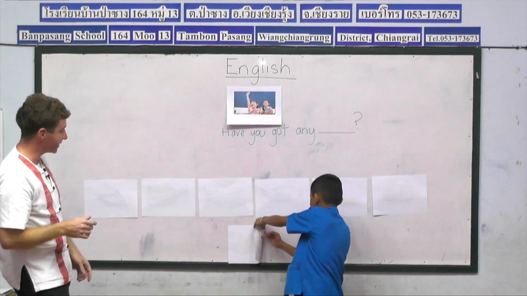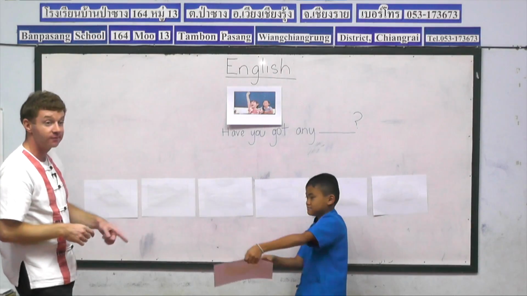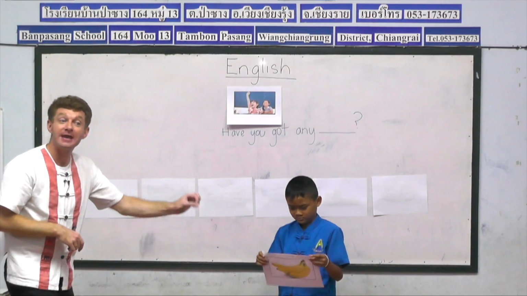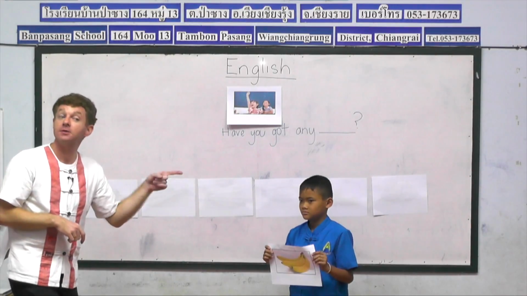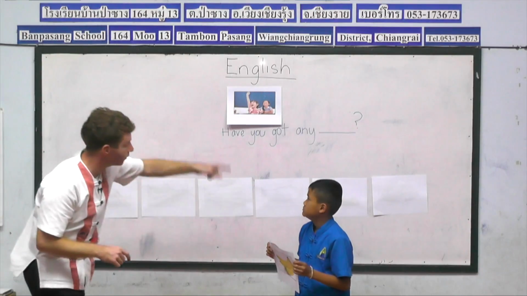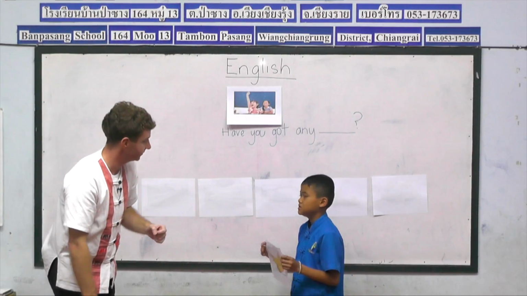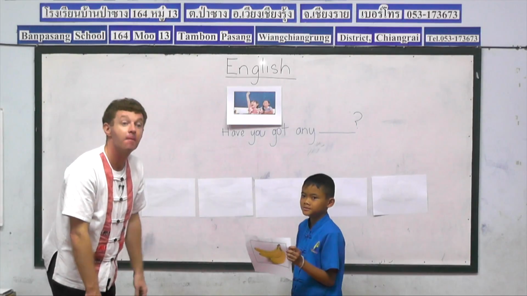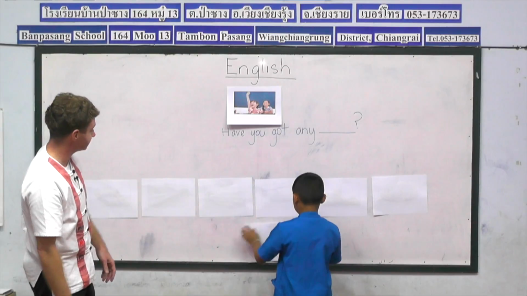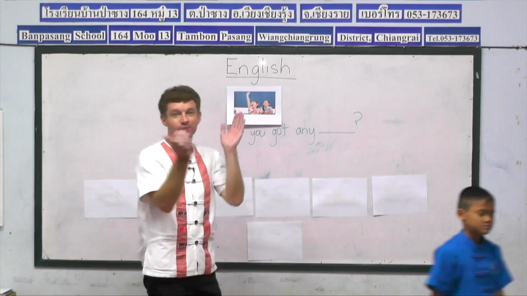Okay, Chu's picking this one. I think he's correct. So, yes. We have got some bananas. Can you say, Chu, have you got any bananas? Yes. We have got some bananas. And then you can place it back in that place. Excellent. High five. Big round of applause for Chu.